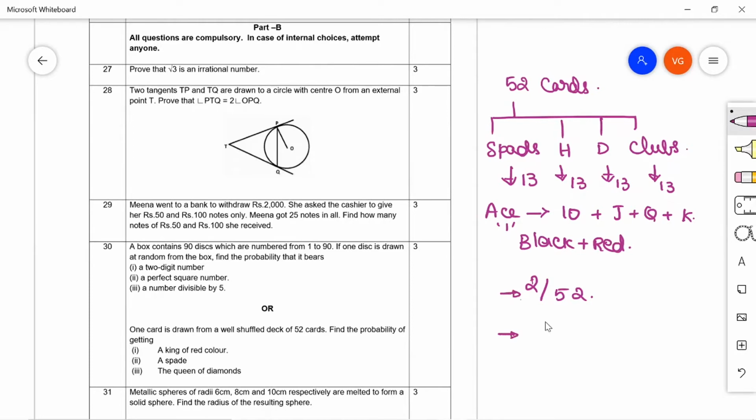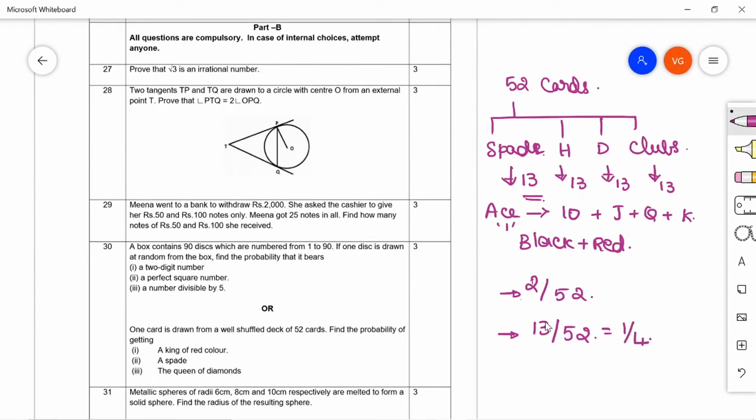The second one is spade. The number of cards in a spade suit is 13 here. So you can write it as 13 by 52. So the probability of getting a spade is 13 by 52, that is nothing but 1 by 4.